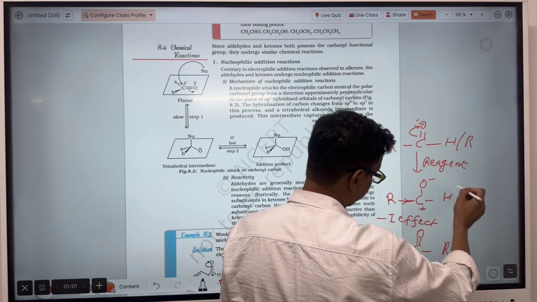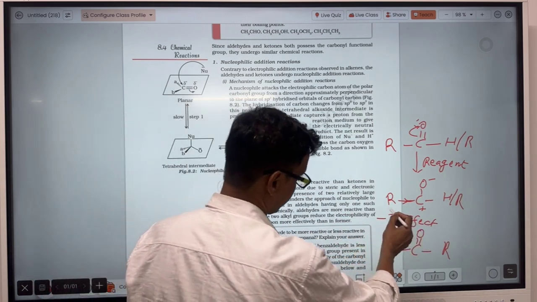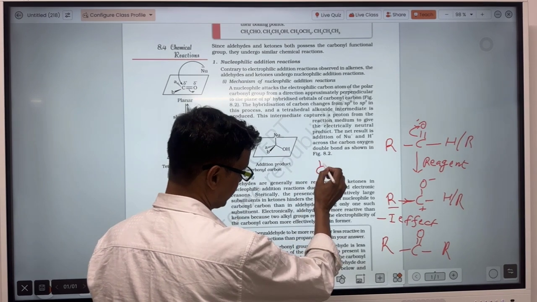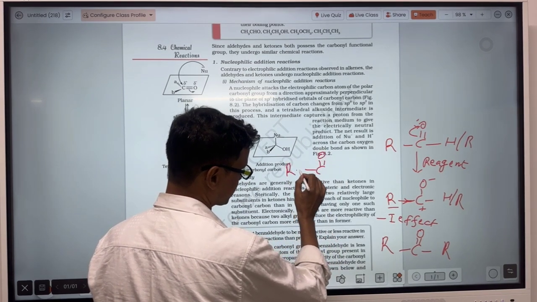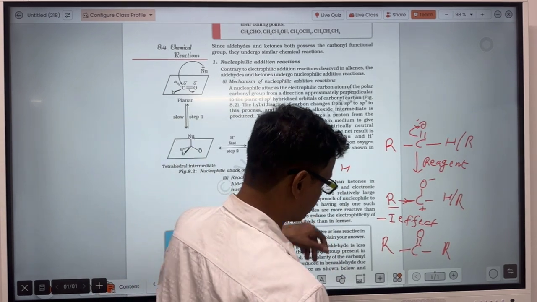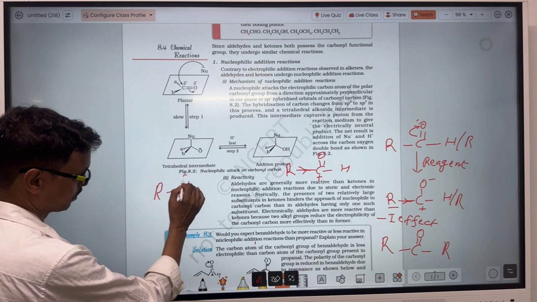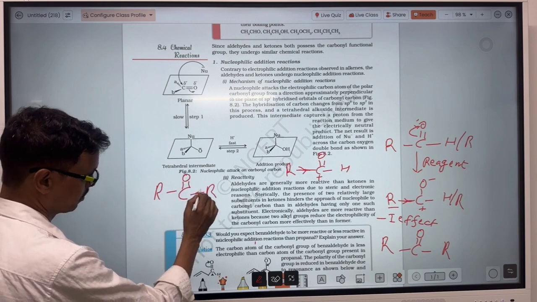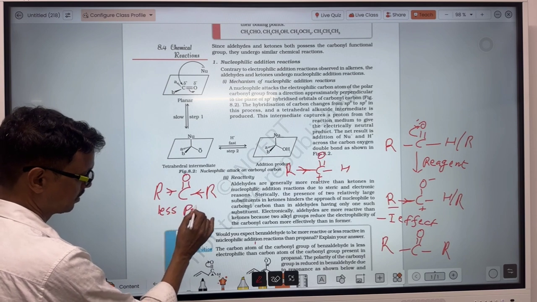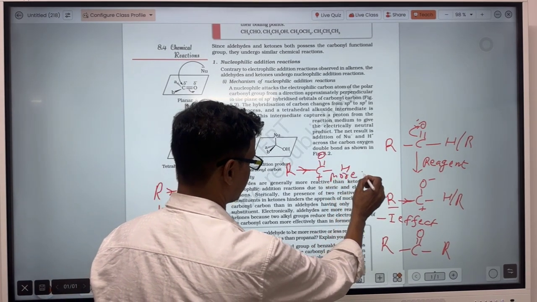Same thing happened here, H or R. In case of aldehyde, the alkyl group donates its electron to the acyclic carbon by the plus I effect. In aldehyde only one alkyl group is attached, so the polarity will decrease to a lesser extent. While in ketone, two alkyl groups donate their electrons, so ketone will be less polar and aldehyde more polar.